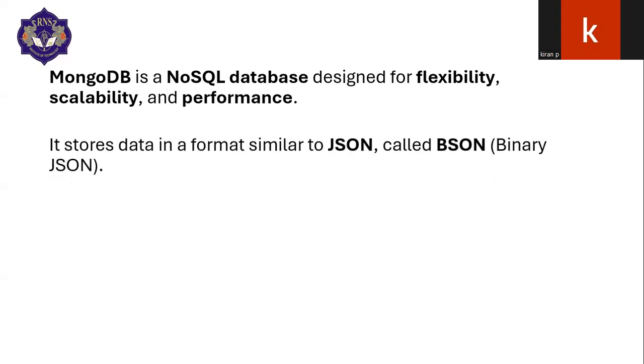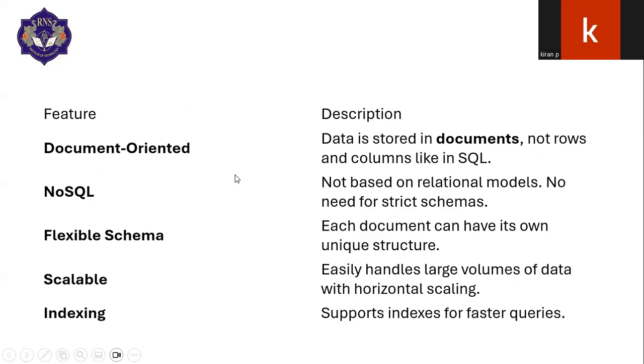It stores data in a format similar to JSON, a JavaScript language convention. Here it uses something called BSON, binary JSON. Okay, binary JSON. So I'll show you with an example. The main feature of MongoDB is that it is document oriented. So data is stored in documents.